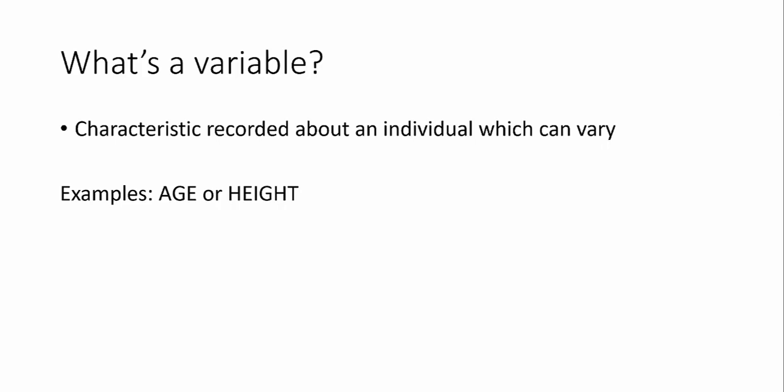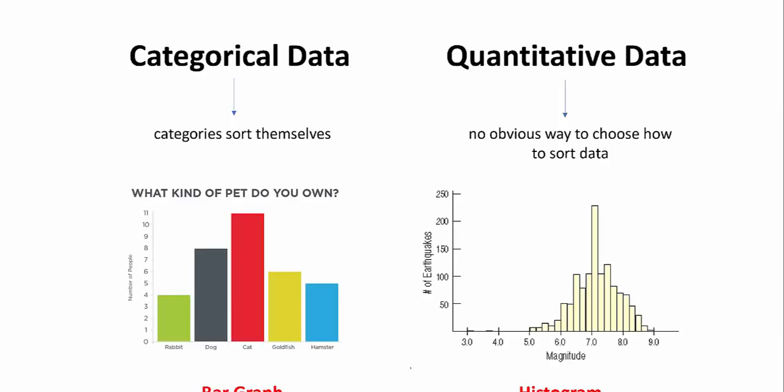But there are different types of variables. We can distinguish two types of data. When we have categorical data, categories kind of sort themselves. These types of variables would be, what type of pet do you own, right? There's no number associated with that. We're not talking about the number of pets, we're saying the actual type of pet. We couldn't order rabbit, dog, cat, goldfish, hamster, right? These are just categories. One isn't more than the other or less than the other.